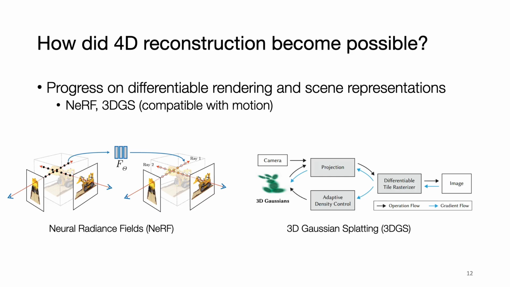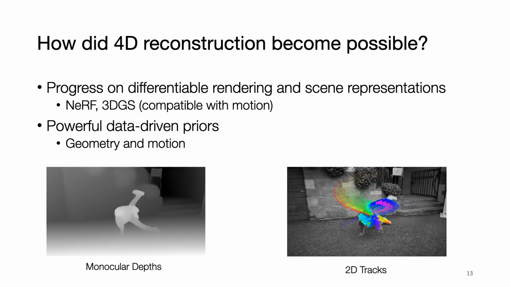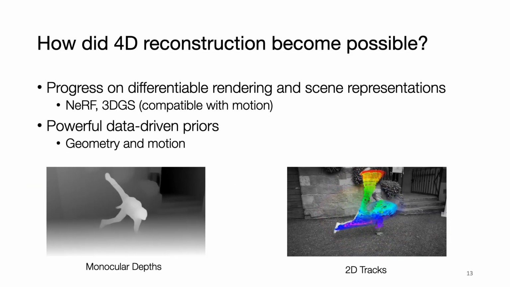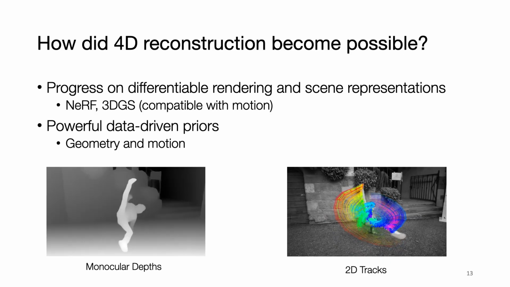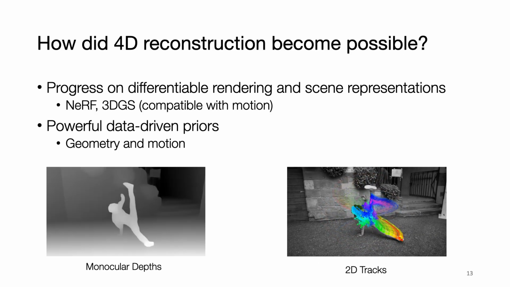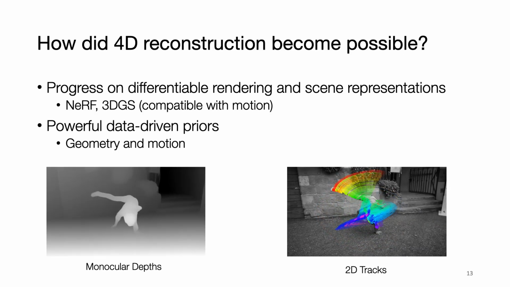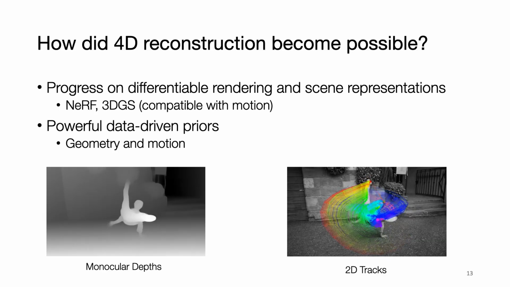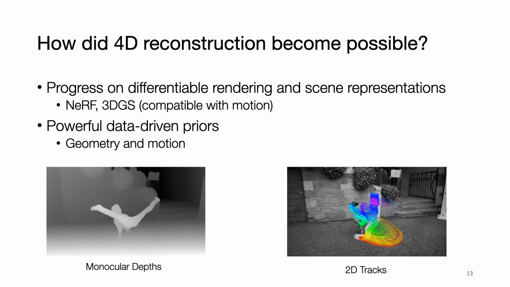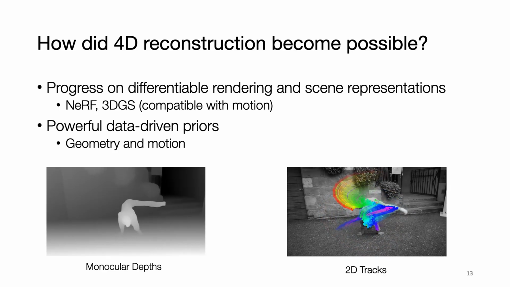But that's only part of the reason. Another very important reason is that there are a lot more very powerful data-driven priors that we can leverage. In our project Shape of Motion, we leverage a lot of 2D domain priors like geometry and 2D tracks.